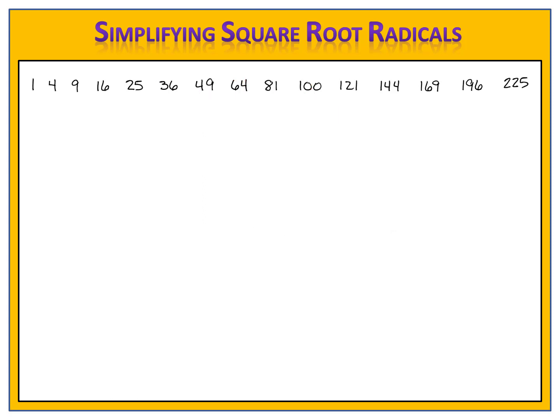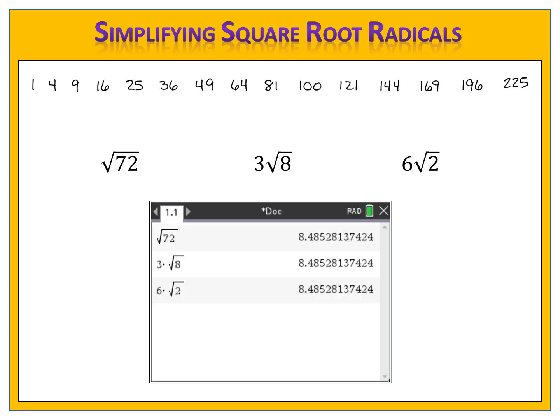Now that we know about simplifying square roots, let's go back to the situation that we had at the beginning of our video today, where we had 3 students who were working on a math problem, and they came up with 3 answers that looked distinctively different. But when they typed them into the graphing calculator, they found that all 3 answers were equivalent. Which of them is the best?